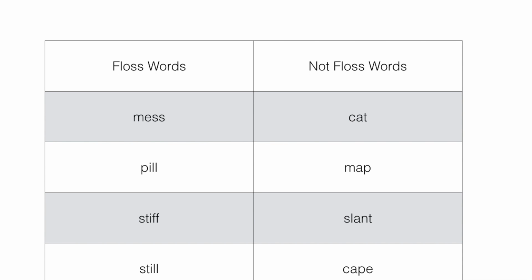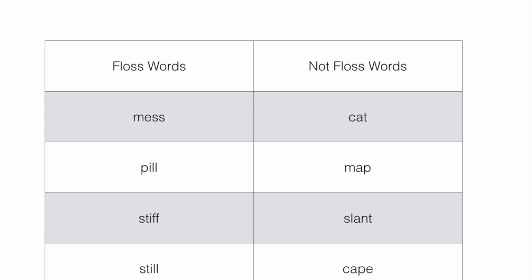If you look at all of the words in the first column, they do follow the floss rule, whereas the words in the second column, your students should be able to tell you that they do not follow the floss rule, but also be able to tell you why they do not follow the rule.